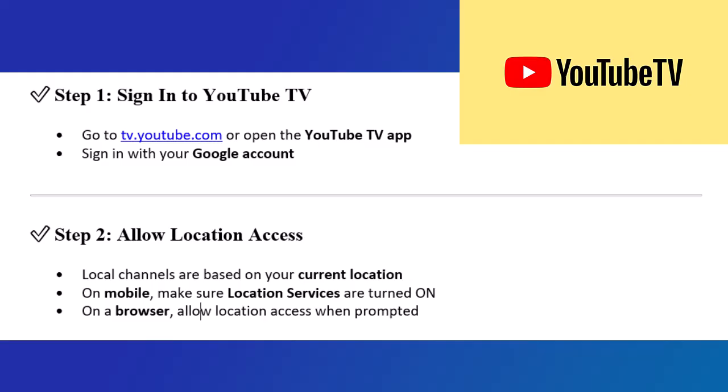Step 2. Allow location access. Local channels are based on your current location. On mobile, make sure location services are turned on. On a browser, allow location access when prompted.